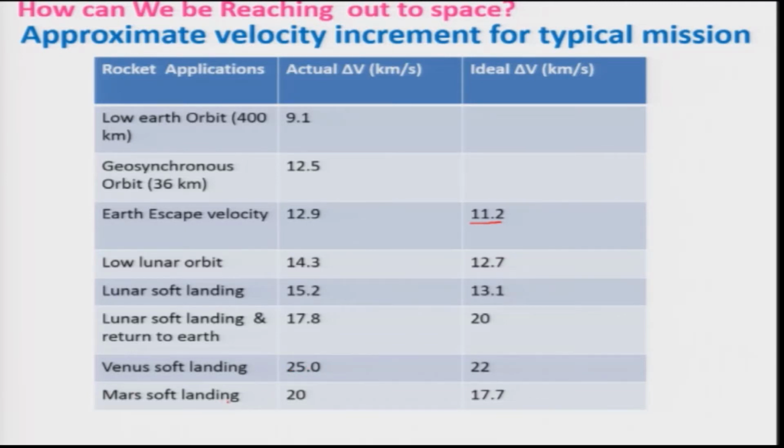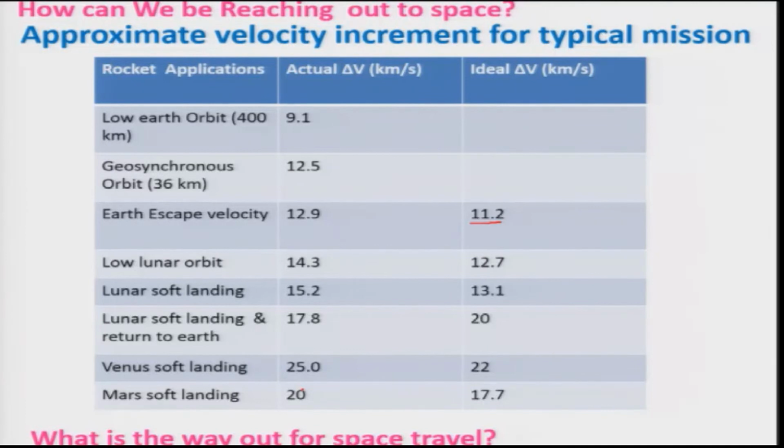So, Mars soft landing will need something around 20 kilometer per second. If you look at the velocity increment, it is very difficult to get in an actual situation. So, now what is the solution, how to go about it, that we will see in the next lecture. A question is what is the way out for space travel, that we will be discussing in the next lecture, and now we will be looking at an example.